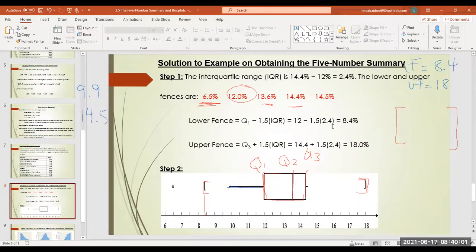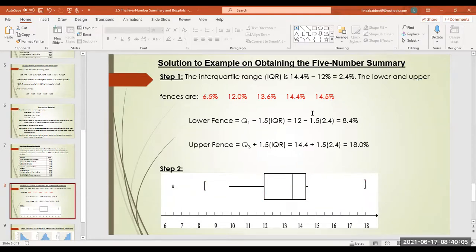For our lower fence, I'm not going to calculate them again on the whiteboard. You already know how we did this calculation. So for our lower fence, we got 8.4. For our upper fence, we got 18. So we are using this information to draw the box plot. So now I'm going to draw the box plots by hand. I'm going to share the whiteboard with you, and we can draw the box plot.